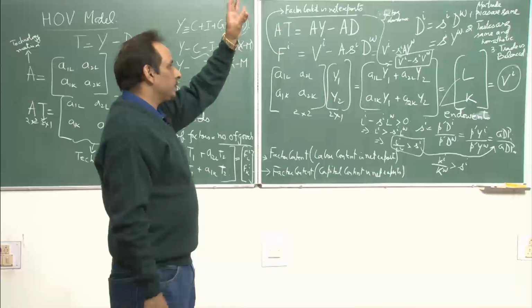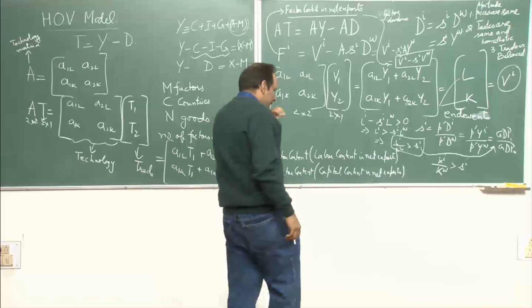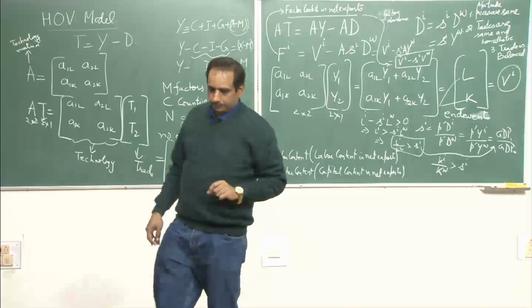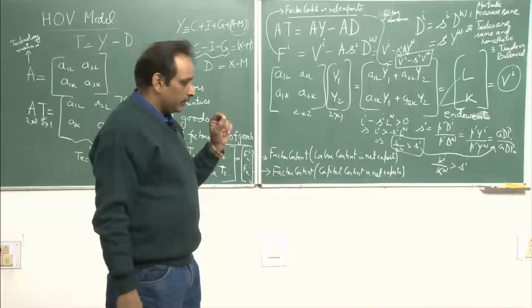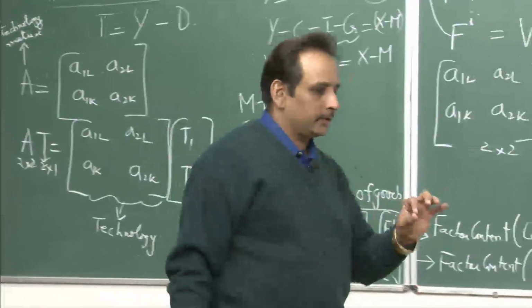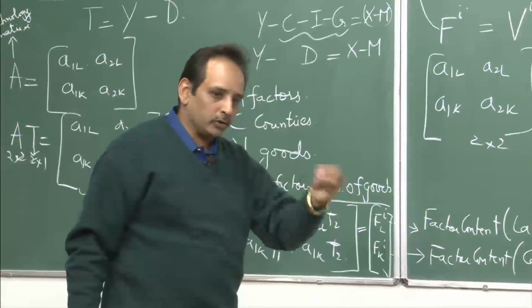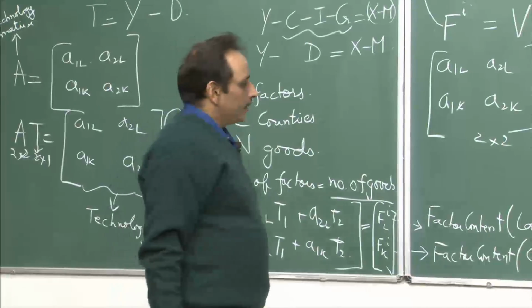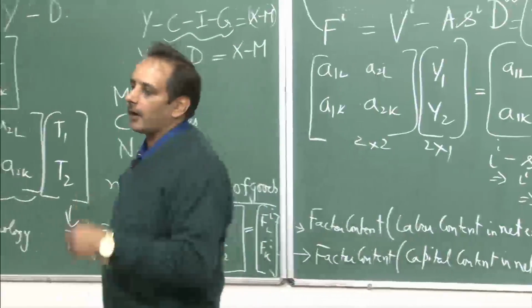So, now it is to be seen empirically, taking into account the various factors, whether the factor content of each factor in net exports is turning out to be positive or negative. If it is positive, then that country should be abundant in that factor.